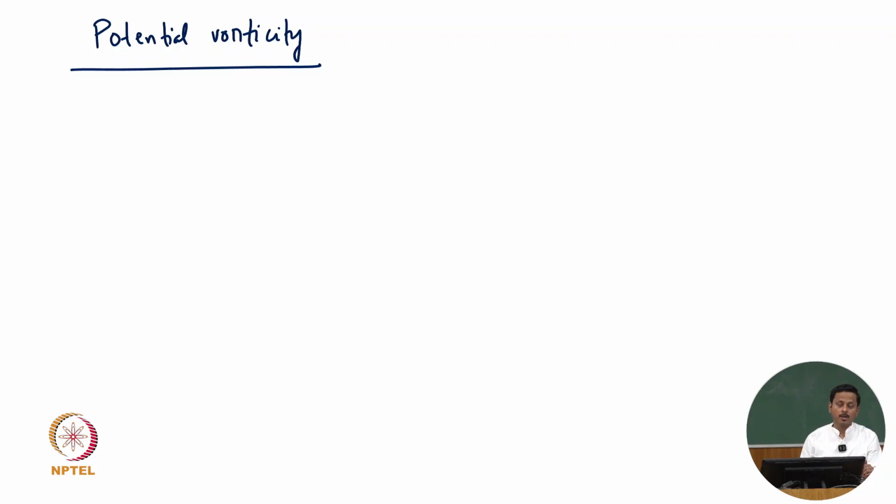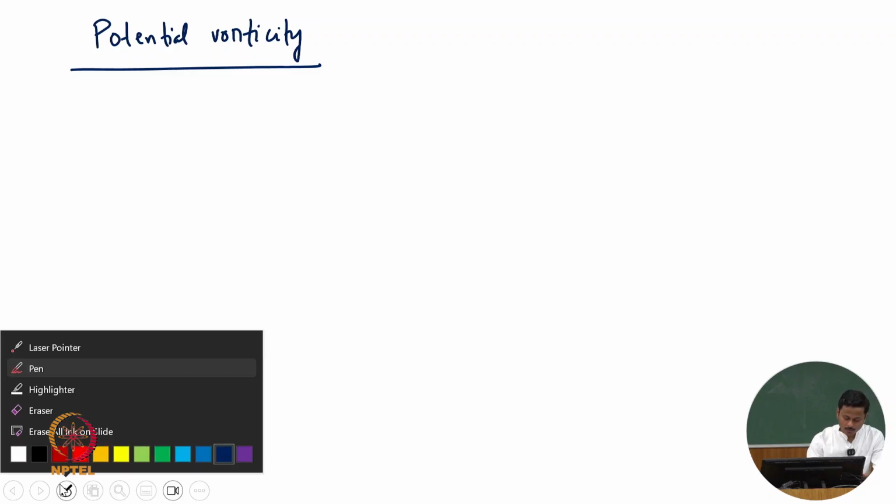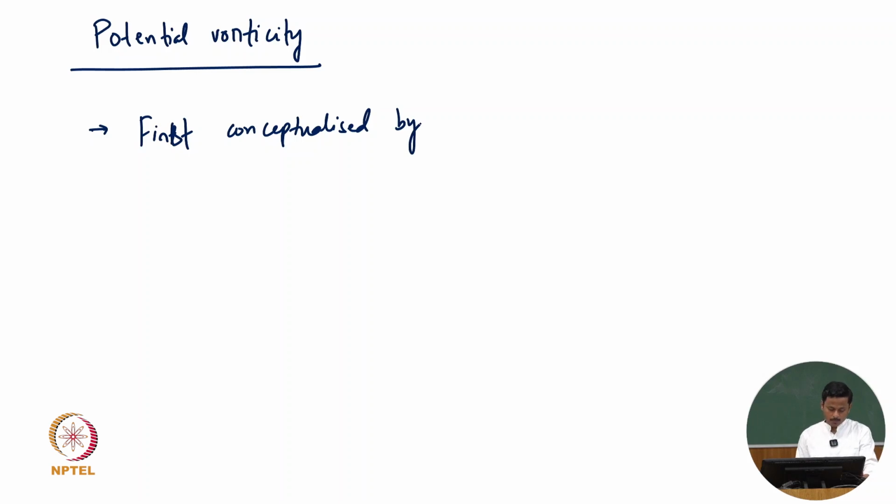So in naturally occurring systems where we have such density variations, and we see them routinely in atmospheric and oceanic flows, we cannot directly apply Kelvin's circulation theorem. So in this scenario, we need to introduce an alternate concept of potential vorticity. The concept of potential vorticity was first conceptualized by Carl Gustav Rossby.